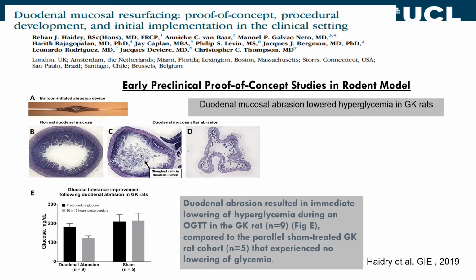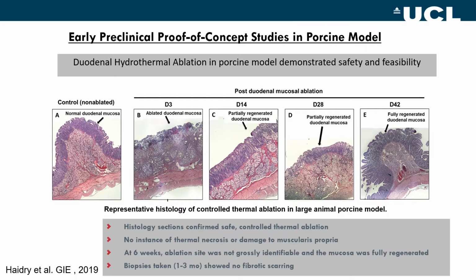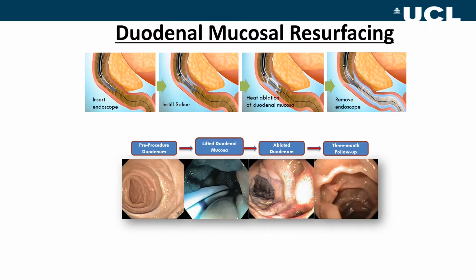I'm going to focus on mucosal resurfacing, and this was published last year in GI Endoscopy. Again, this was an early preclinical proof of concept study in rodent models, whereby using an abrasive brush on the duodenal mucosa, we lowered hyperglycemia in these rats. After euthanizing these animals, we looked at the controls versus the post-duodenal ablation, and you can see this partially regenerated duodenal mucosa. So the histology confirmed that this is safe, and that a controlled thermal disruption of the duodenal mucosa could impact glucose homeostasis. And this really paved the way for duodenal mucosal resurfacing.